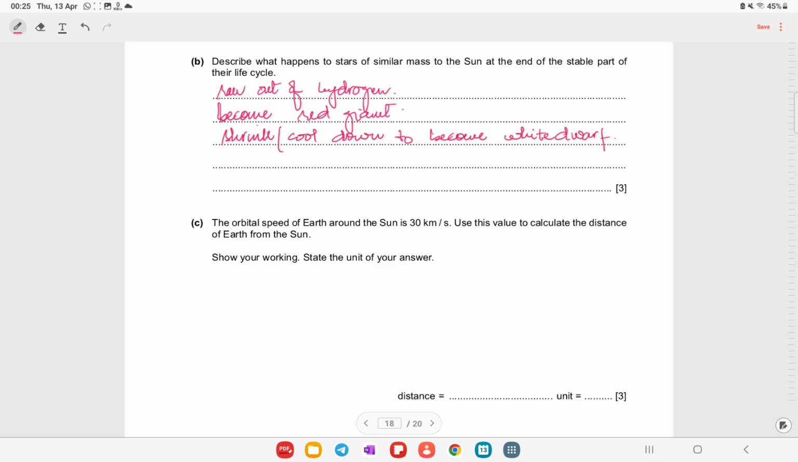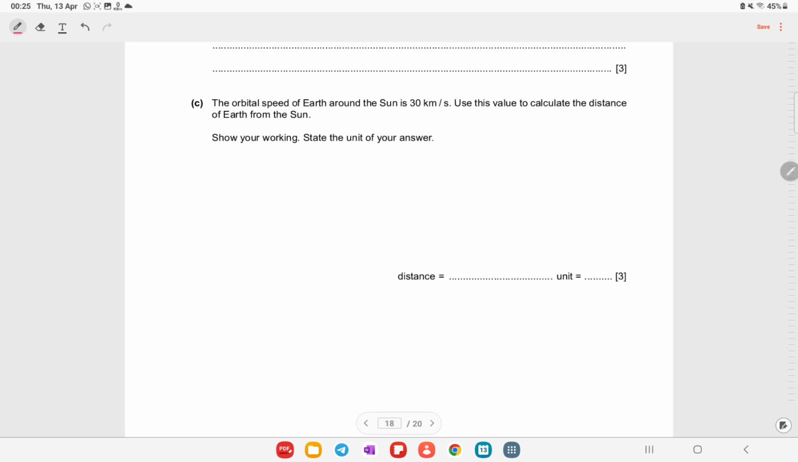Okay, the next question, it is going to be like the orbital speed of the Earth around the sun is 30 kilometers per second. Use the value to calculate the distance of Earth from the Sun. Show your working, state the units, and this is what we need to do. So speed is going to be 30 kilometers per second. Orbital speed is equal to 2 pi r over t. So we need to find out the distance of the Earth.